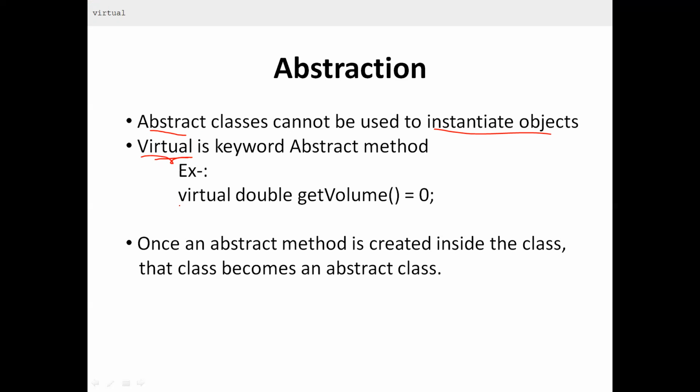Virtual keyword: if we write virtual double getValue, where double or int is the return type, getValue is the method name, equals 0, this is a pure virtual method. If a class has one pure virtual method, this class automatically becomes an abstract class. Once an abstract method is created inside the class, that class becomes an abstract class.